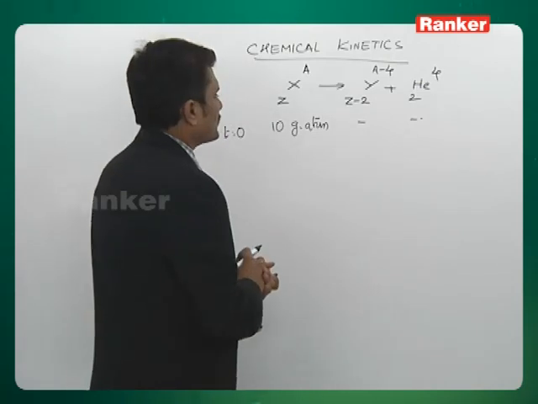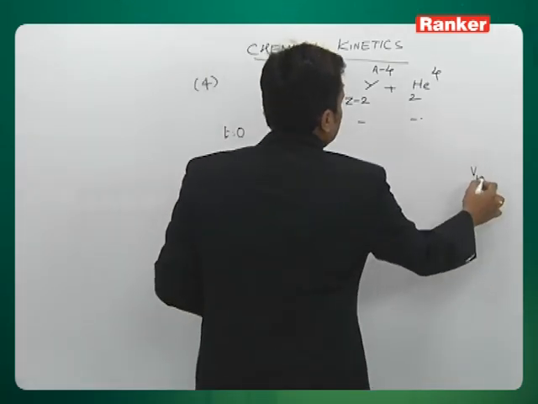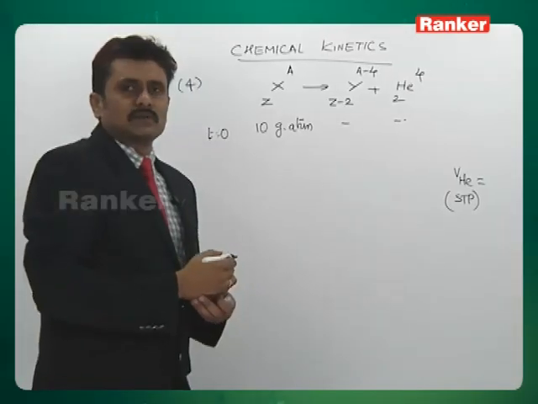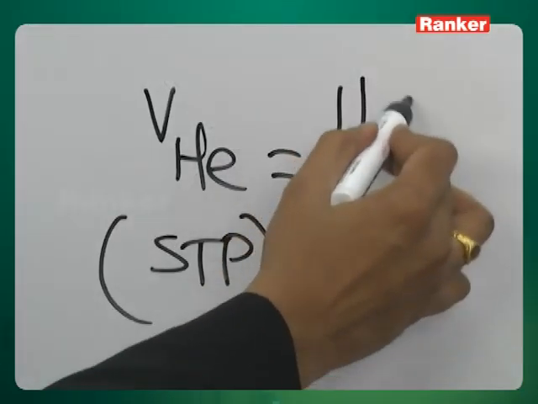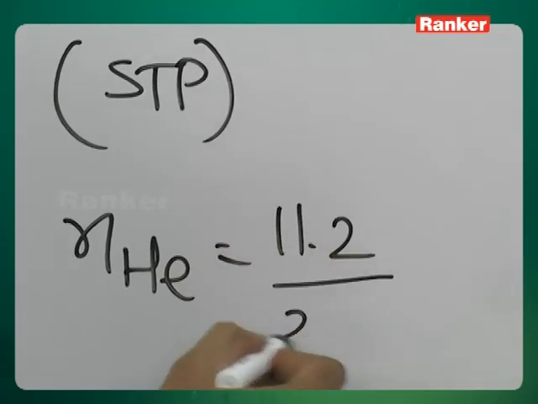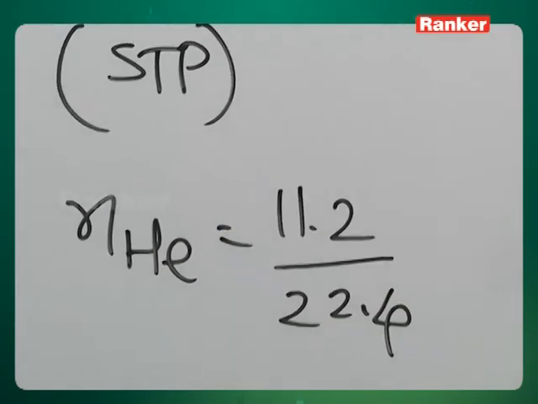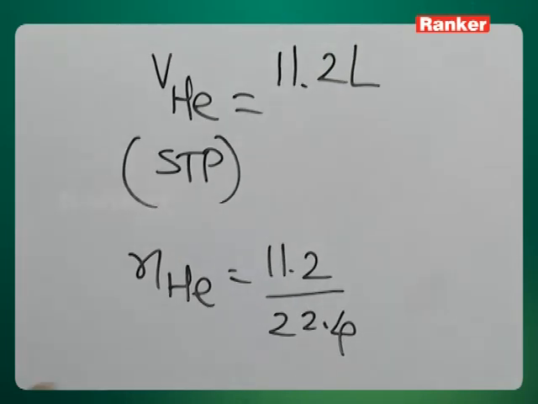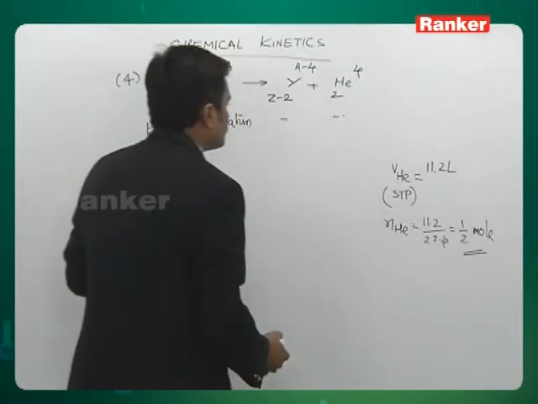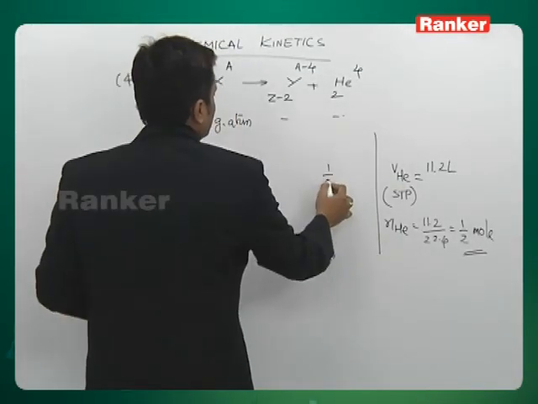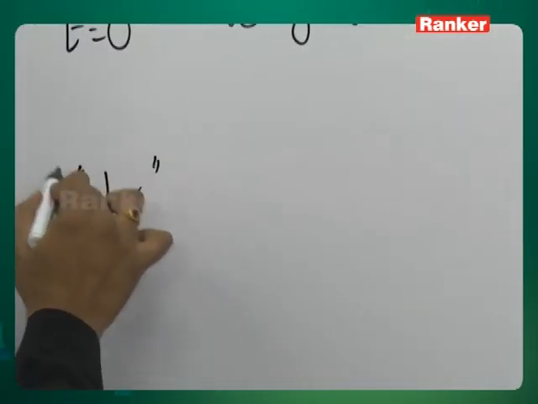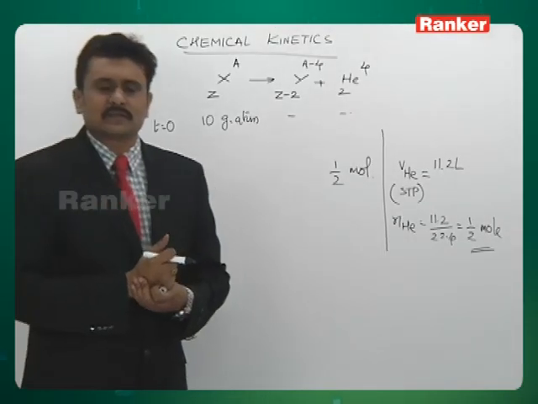Now it is clearly mentioned that the volume of helium gas collected at STP is 11.2 liter. At STP we know how to find the number of moles of helium. We divide that with 22.4, which is nothing but the molar volume. Now it is turning out to be half mole of helium is formed during the decay after exactly 1 hour. So after 1 hour of time, half mole of helium gas is formed.